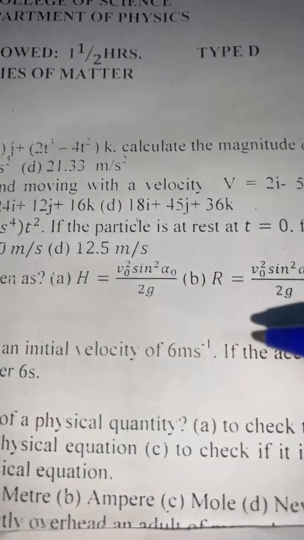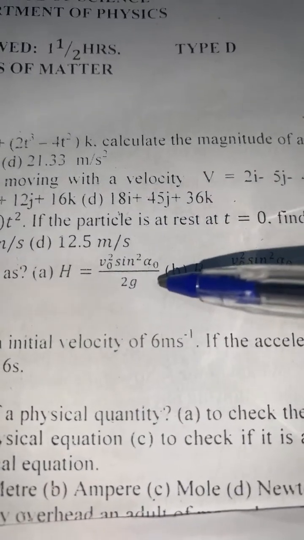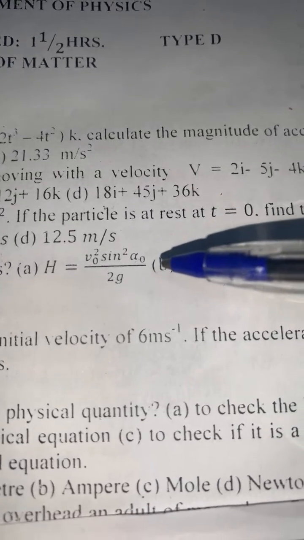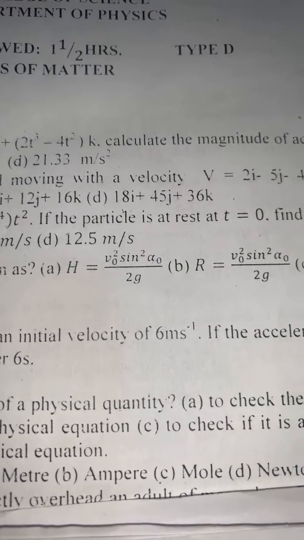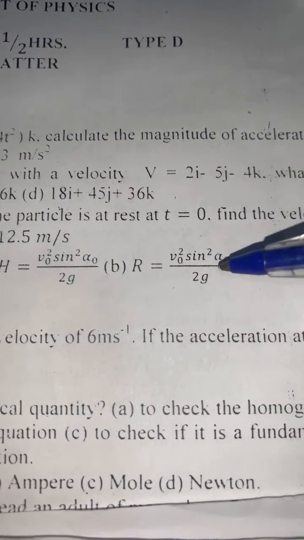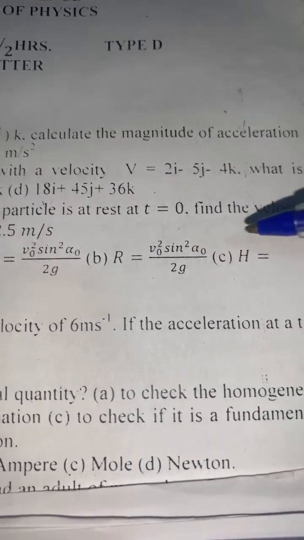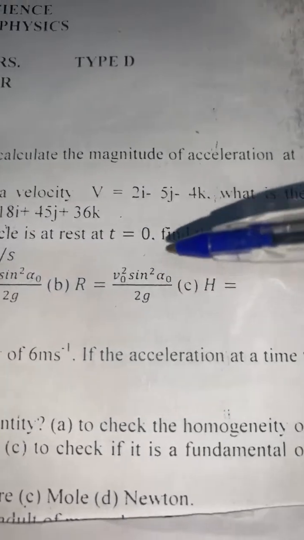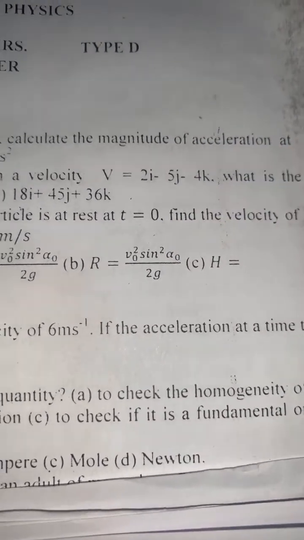Okay, let's look at the formulas. This is for height. Okay, this is for range. And this is not a formula for range. Hope you know. This is not the formula for range. Do I need to do a revision on that?